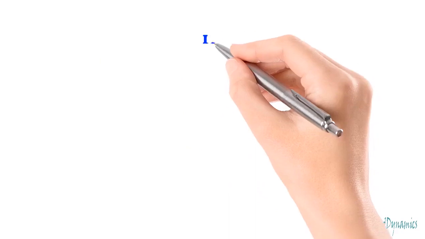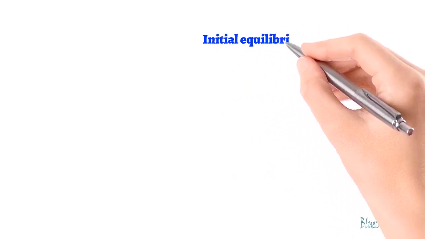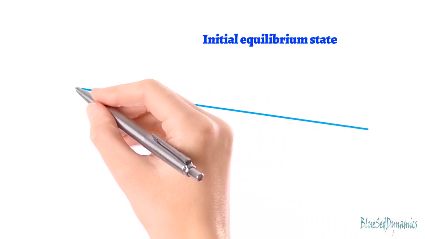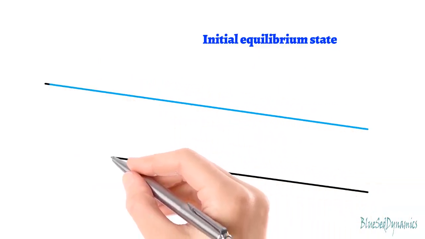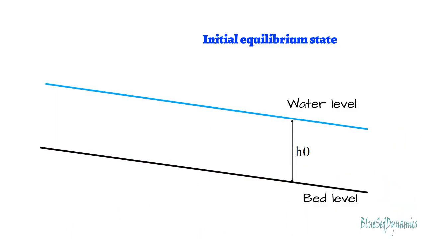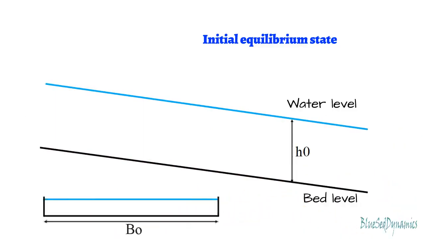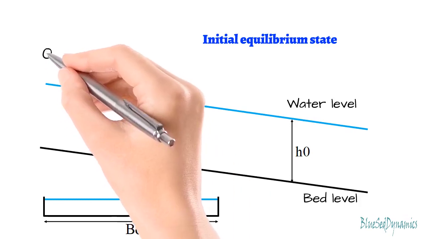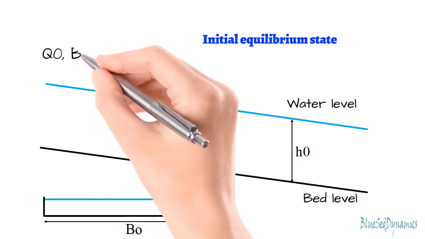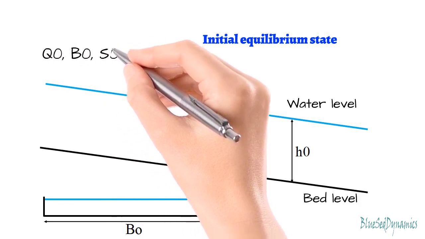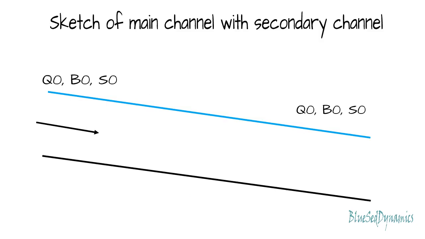Part 2. We consider the case of a river in equilibrium, that is, with uniform flow. The river has a rectangular cross-section with width b. The river carries an amount of water Q and an amount of sand S per second. At t equals 0, a secondary channel is built, for example, for the development of nature.